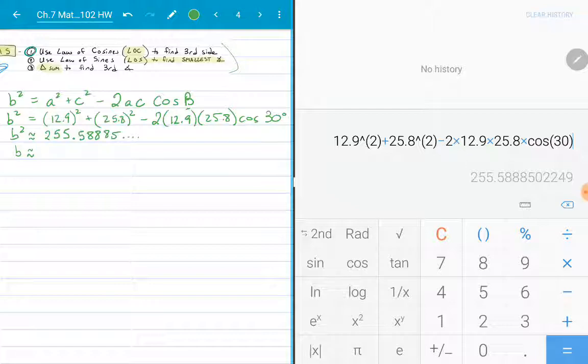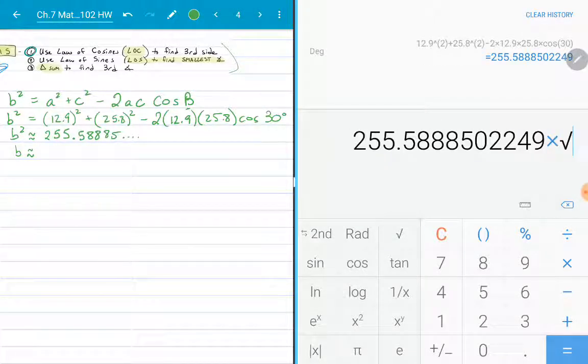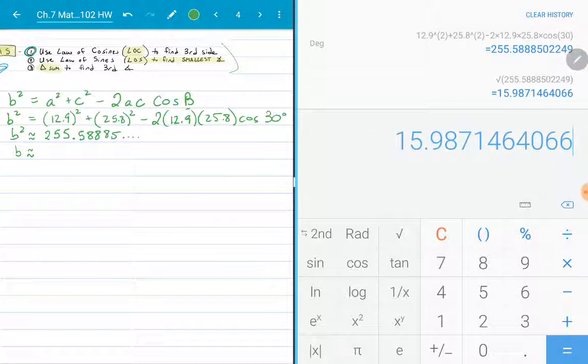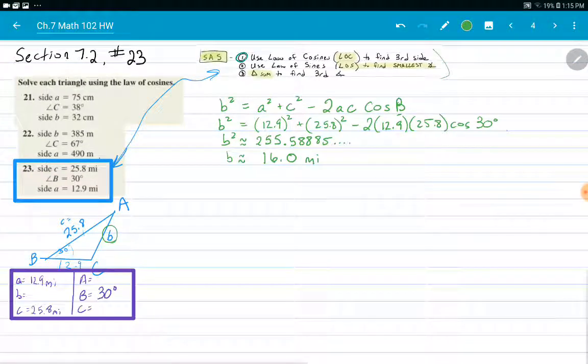So I need the square root of all this. I'll hit enter and then take the square root of that. And I get B equals 15.98. I'm going to round to the nearest tenths, so the 9 gets rounded up to 10. That actually becomes 16.0 rounded to the nearest tenths, and that's miles. So going back to my solution triangle, I now have side B is 16 miles.